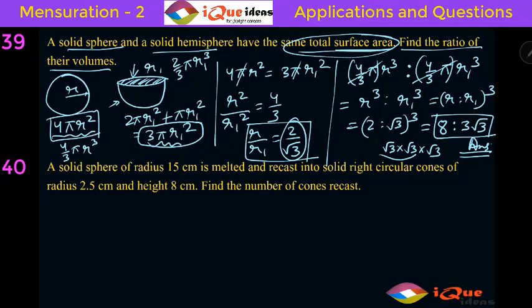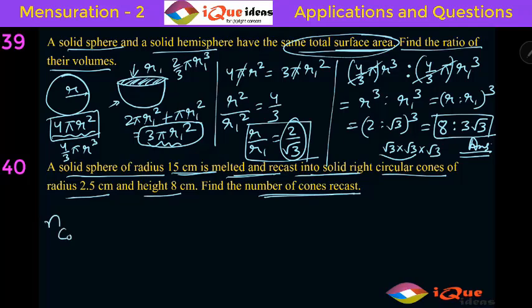Now let's take up the last question. What does it say? It says a solid sphere of radius 15 centimeter is melted and recast into solid right circular cones of radius 2.5 centimeter and height 8 centimeter. Find the number of cones recast. Now this is a very beautiful question. Once again, the number of cones will be equal to the original total volume divided by the volume of one new cone. That's it.